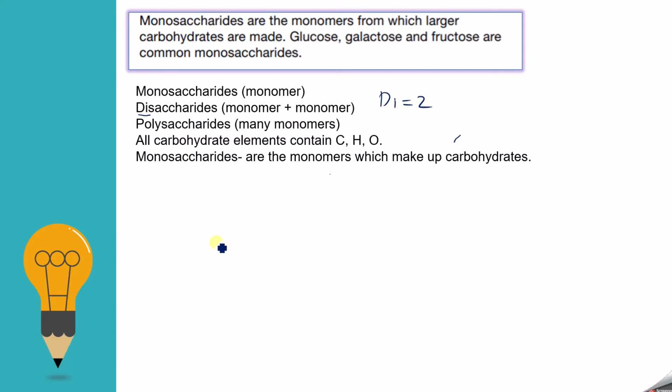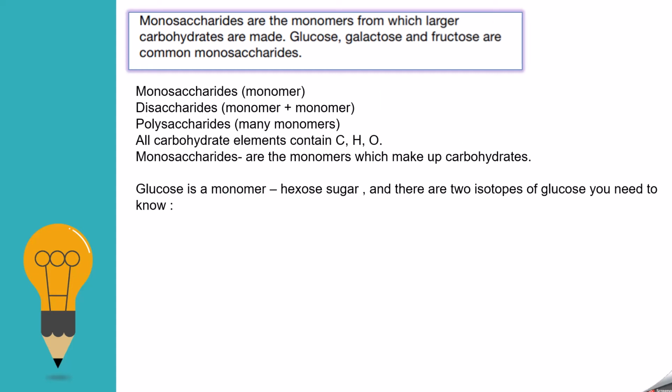Now all carbohydrate elements that you'll come across during A-levels will contain the elements carbon, hydrogen and oxygen. Monosaccharides are the monomers which make up carbohydrates, so they are the building blocks. Don't use the term building blocks in the exam, but just for ease of understanding, these are the building blocks of carbohydrates. Glucose is a monomer, and it's on the specification, and glucose is also referred to as a hexose sugar. This is because it's got a hexagon shape when we draw it out.